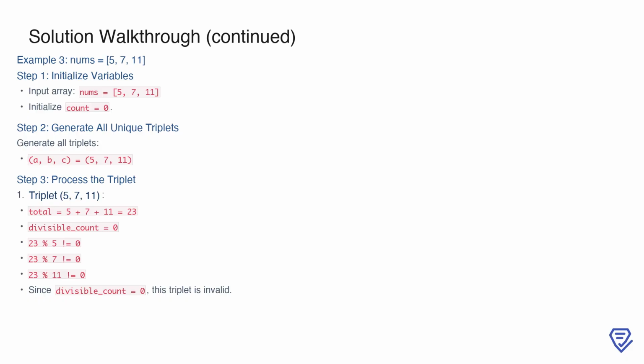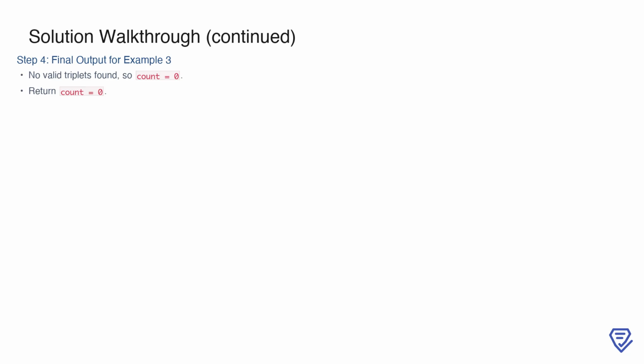Checking each element, we find that 23 % 5 equals 0, 23 % 7 equals 0, and 23 % 11 equals 0. Since none of the elements divide the total evenly, divisible_count remains 0, making this triplet invalid. Since no valid triplets were found in this example, the count remains 0. Therefore, we return count equals 0 as the final output for this input. With this, we've completed evaluating all examples, and the solution approach should now be clear.